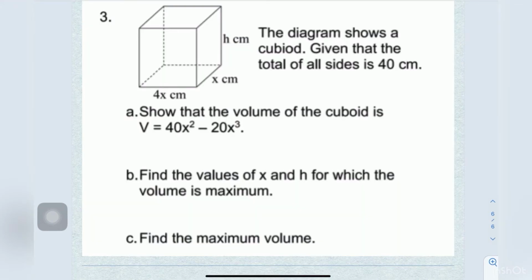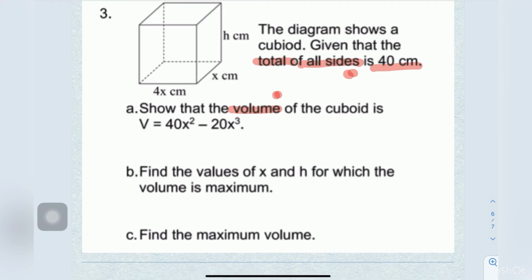Okay, so now question number 3. The diagram shows a cuboid, given that the total of all sides is 40 centimeters. Show that the volume of the cuboid is V equals 40x squared minus 20x cubed. Here we can see we have two relations to create. The first one involves total of all sides, and the second one involves volume.